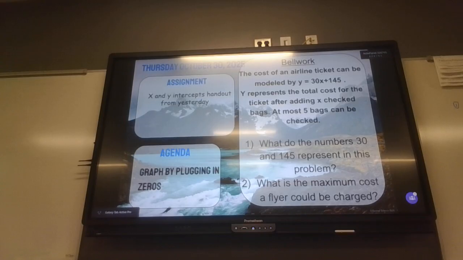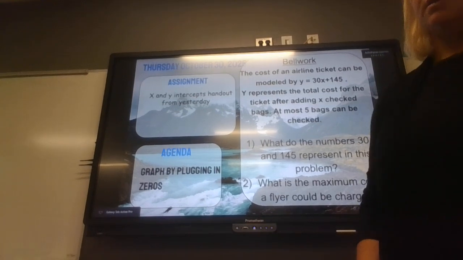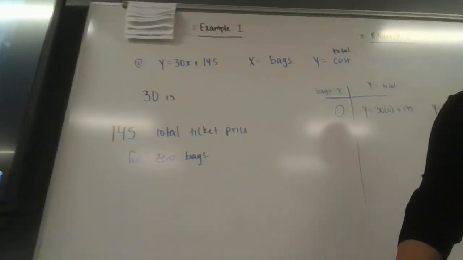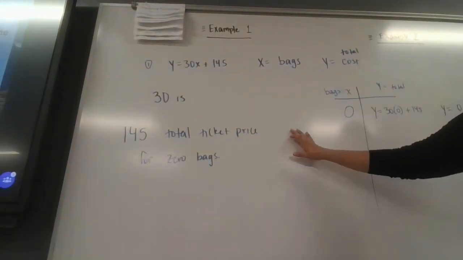So how could we describe what the 145 represents in the equation? What kind of cost? Total ticket price for 0 bags. So anybody going on the airplane, even if they're not bringing anything with them, costs $145. So $145 is like the baseline ticket price.